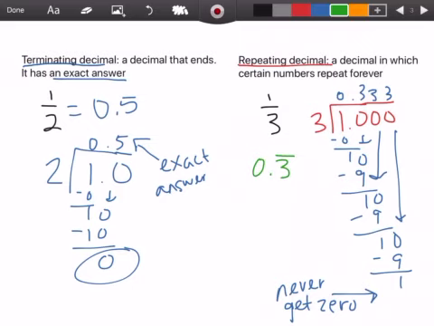it repeats forever. All right, make sure you watch your second video on comparing and ordering rational numbers.